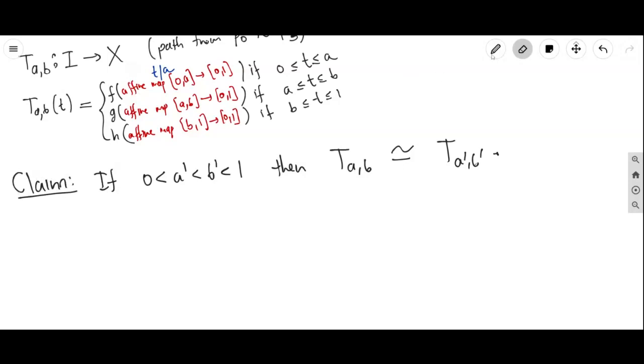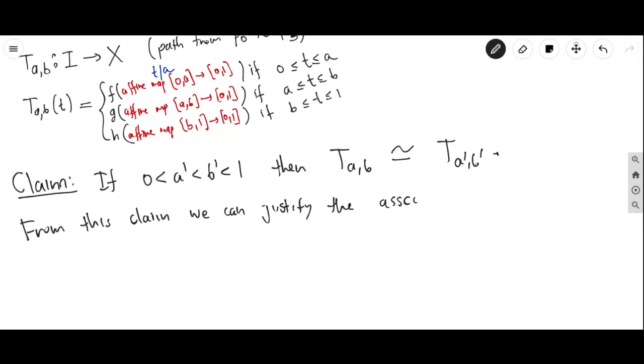I want to show you how the associative law follows from this. So from this claim, we can justify the associative law. A computation will show it. It is at this point where a mathematician feels very bothered because no one wants to do a computation, but we'll do a part of the computation so you get to see it.